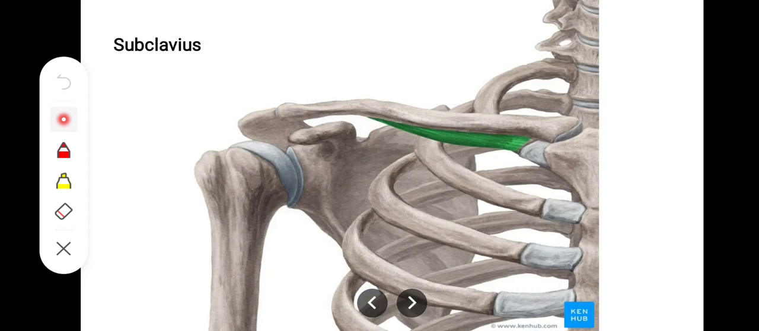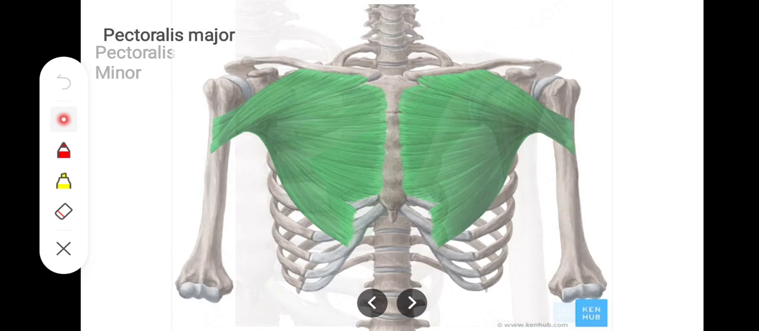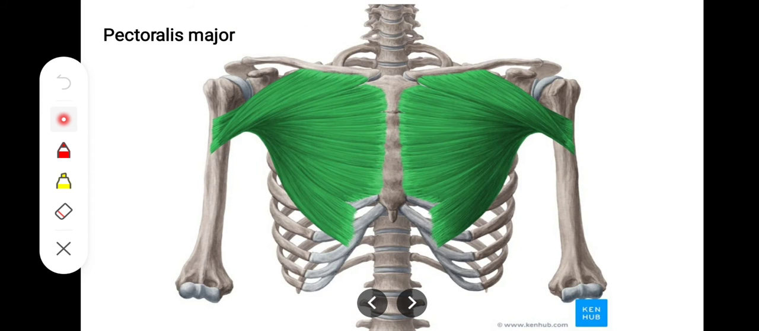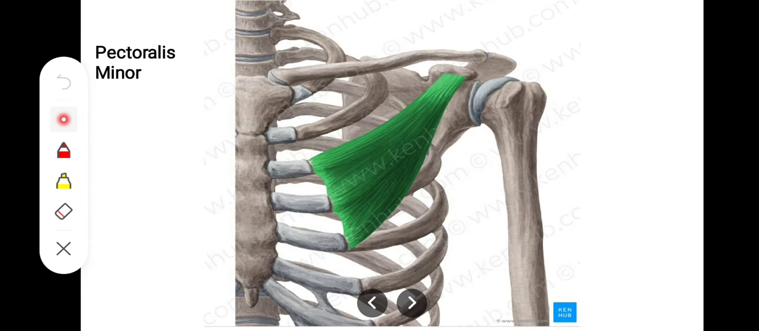Now if we talk about the nerve supply of each of these muscles, the pec major muscle is supplied by the medial and lateral pectoral nerves, which are branches of the brachial plexus, which we will study ahead. The next muscle, pec minor, is supplied by the medial and lateral pectoral nerves once again, which are branches of the brachial plexus.